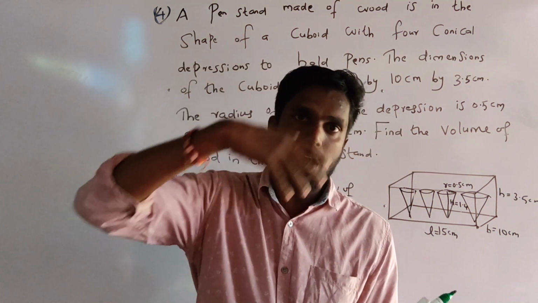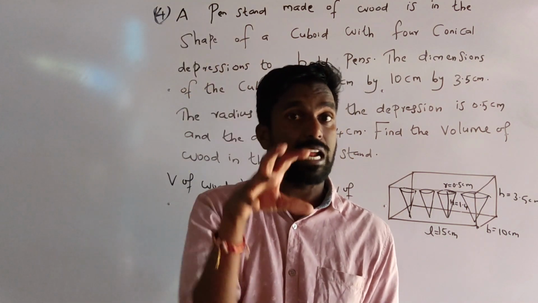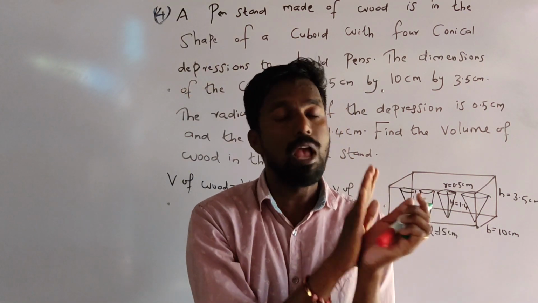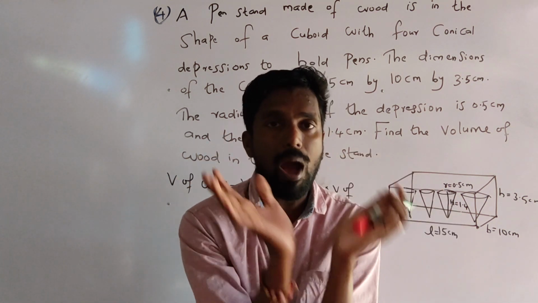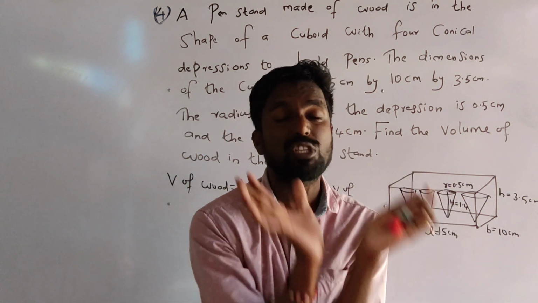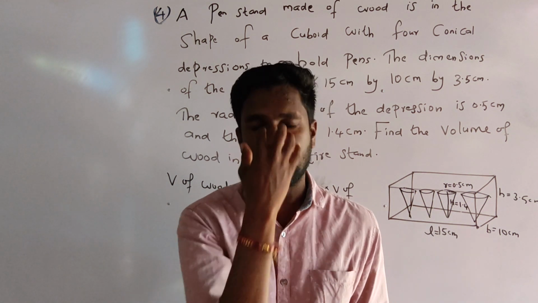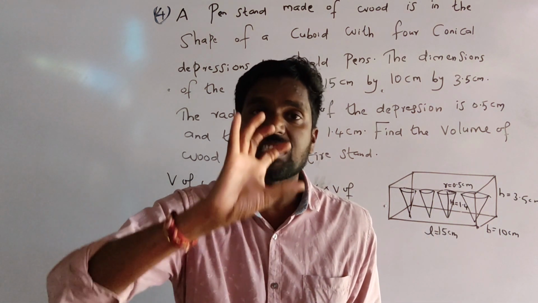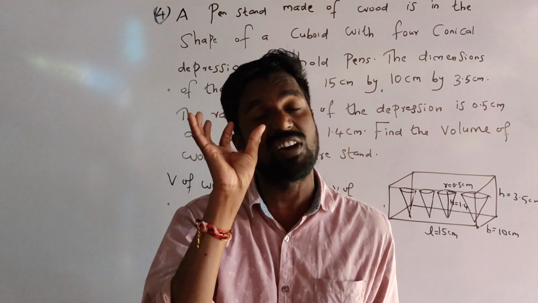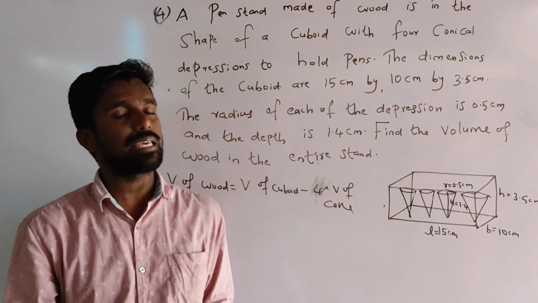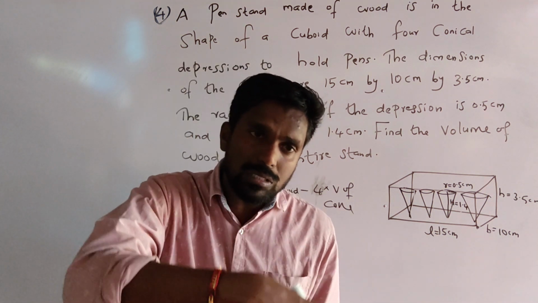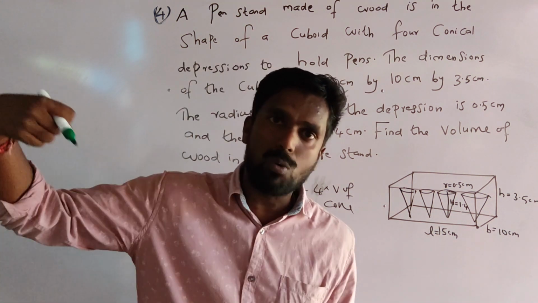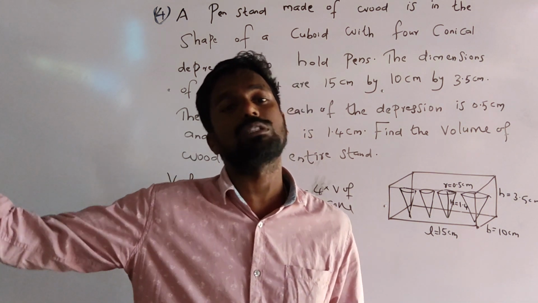So volume of cuboid minus 4 into volume of cone. There is a confusion between surface area and volume. No confusion. Surface area means all the surfaces you can see with your eye, that all surface area you add. But in the case of volume, you have to subtract. If anything is taken outside, that much portion you have to subtract.